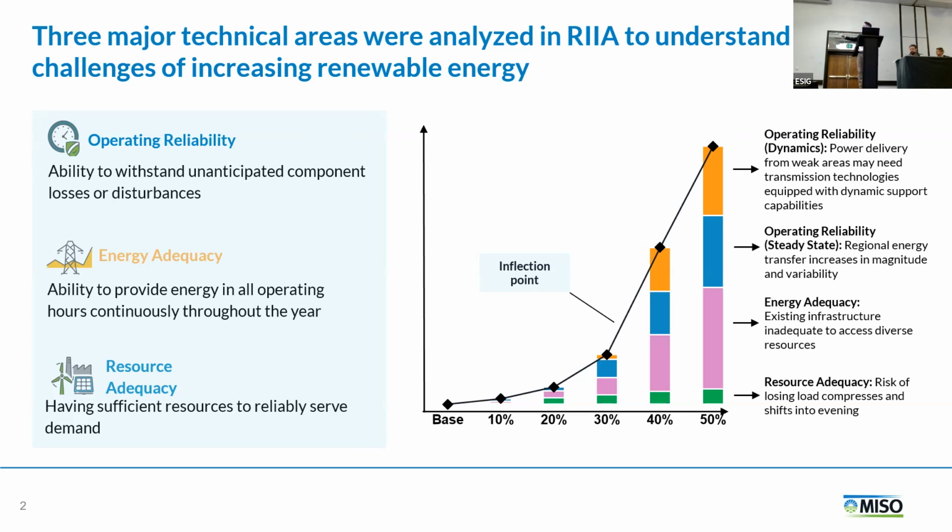Okay, so this is a graph that shows the final deliverable, the outcome of the RIA study. So we measure complexity as a function of renewable integration, and we found an inflection point between 30 to 40% at MISO, and that percent is energy. Okay, so it's annual energy supplied by wind and solar resources.